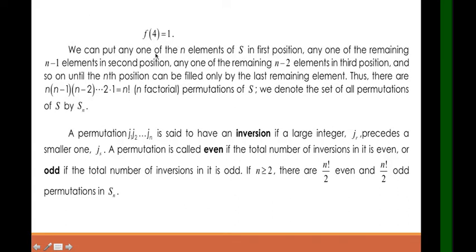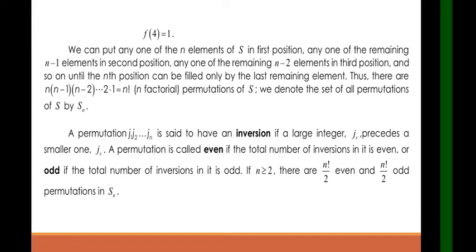We can put any one of the n elements of S in the first position, any one of the remaining n minus 1 elements in the second position, any one of the remaining n minus 2 elements in the third position, and so on until the nth position can be filled only by the last remaining element. Thus, there are n times (n minus 1) times (n minus 2) and so on, times 2 times 1, which is what we call n factorial permutations.